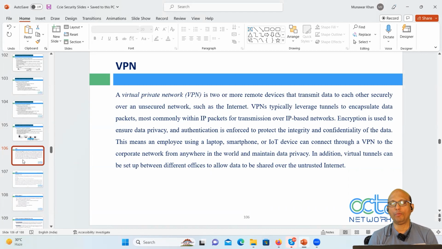So VPN is two or more remote devices that transmit the data to each other securely over an unsecured network such as internet. VPNs typically leverage tunnels to encapsulate the data packet, most commonly within IP packets for transmission over the IP-based network. Encryption is used to ensure data privacy. Authentication is enforced to protect the integrity and confidentiality of the data. So this means that an employee using a laptop or smartphone or IoT devices can connect through a VPN.